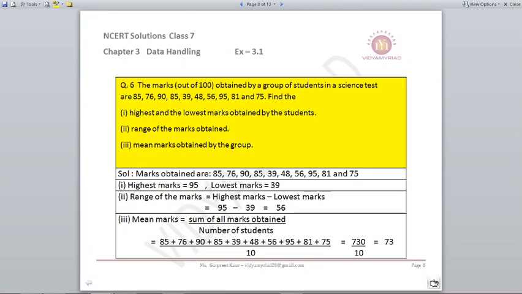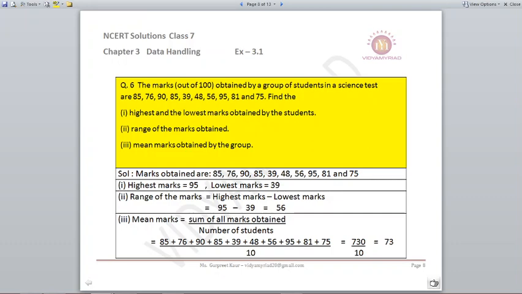Question number 6. The marks out of 100 obtained by a group of students in a science test are as follows. Find the highest and the lowest marks obtained by the students. Now look at the marks. What is the highest mark here? Highest is 95. Lowest mark given is 39. Range of the marks, we know range means highest minus lowest marks. What is highest? 95. Lowest is 39. Subtracted, the range comes to 56.